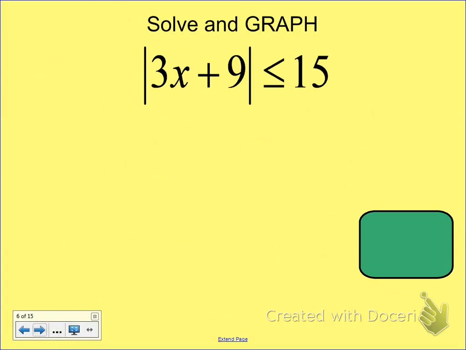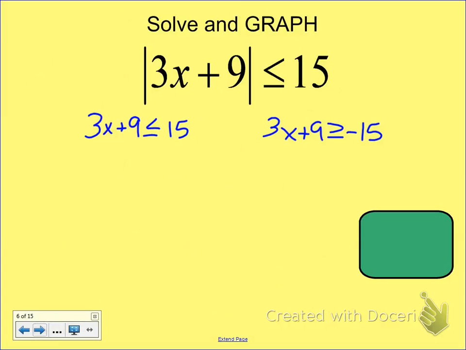Next one is very similar to that. The absolute value of 3x plus 9 less than or equal to 15. Give this one a try and come back to it. Okay, so again, same thing as the last one. We need to separate it into two inequality statements. 3x plus 9 less than or equal to 15. 3x plus 9 greater than or equal to negative 15. Remember to switch the inequality and the sign of the number.